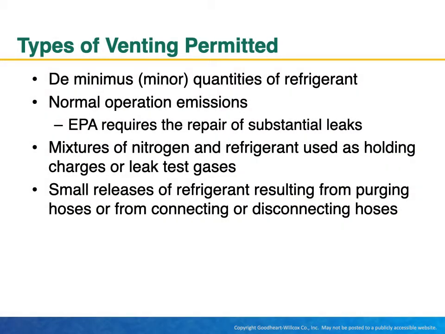Types of venting permitted. De minimis, or minor quantities of refrigerant. Normal operation emissions. EPA requires the repair of substantial leaks. Mixtures of nitrogen and refrigerant used as holding charges or leak test gases. Small releases of refrigerant resulting from purging hoses or from connecting or disconnecting hoses.